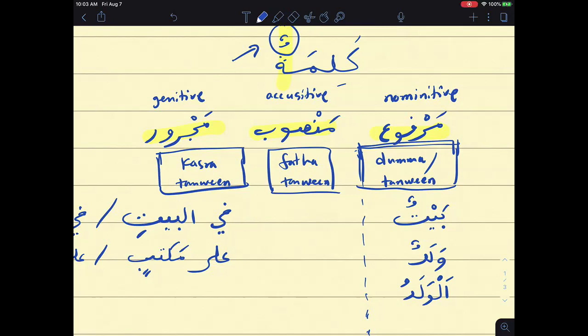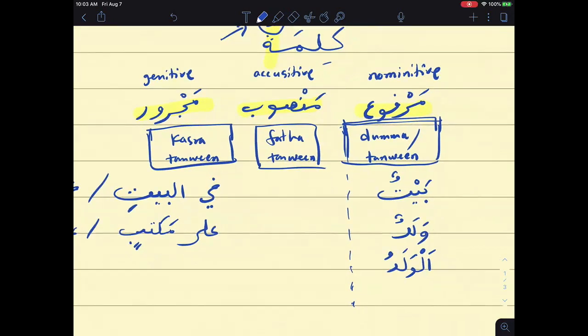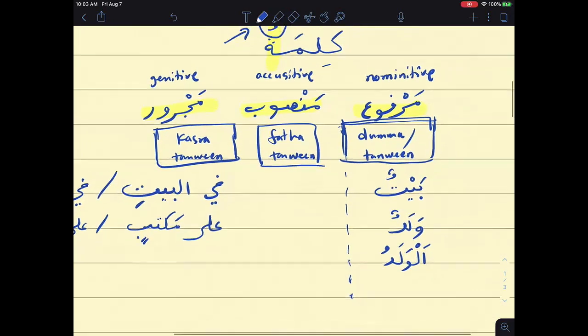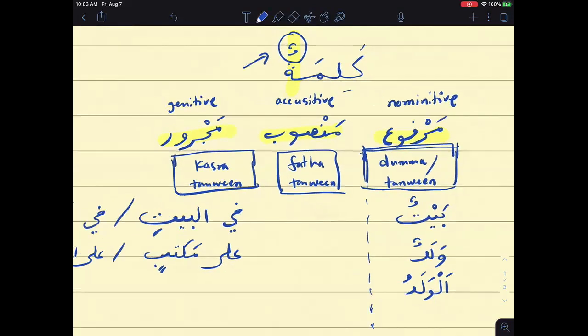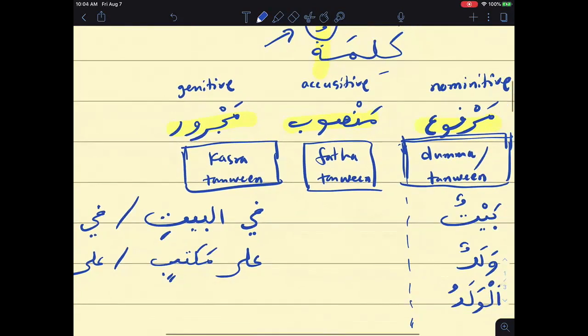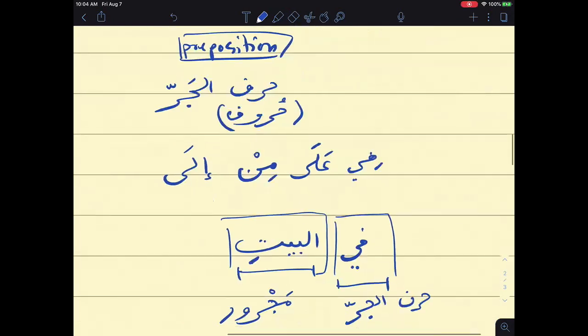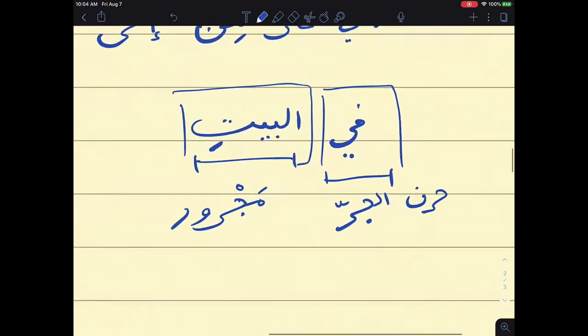What do I do? Why is it here? It's a big topic, right? So this is something that you can avoid. At this point, I didn't want to give it to you, but it's fine. So when you have something in the marfu state, it gets a dhamma. When something is in the mansub state, it gets a fatha, and when we have something in the majrur state, then it gets a kasra.